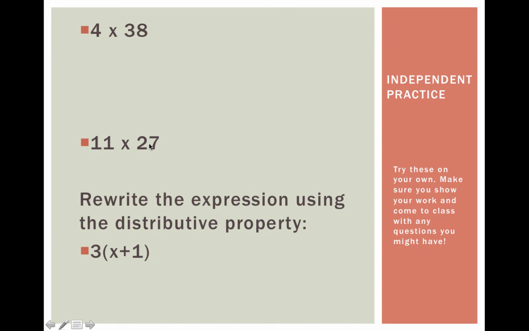With 11 times 27, you should probably break apart the 27 into 2 numbers that add together to give you 27. Then continue on using the distributive property to solve the problem. For the last one, you're rewriting the expression using the distributive property. That's when we already have our expression broken up, and we distribute the 3 to both of the addends to rewrite it in a different form.